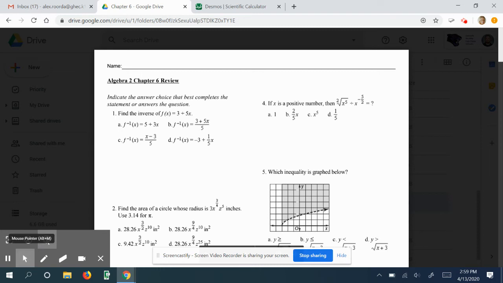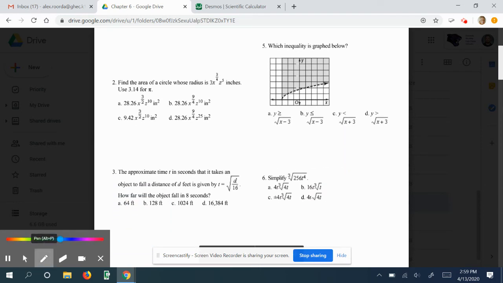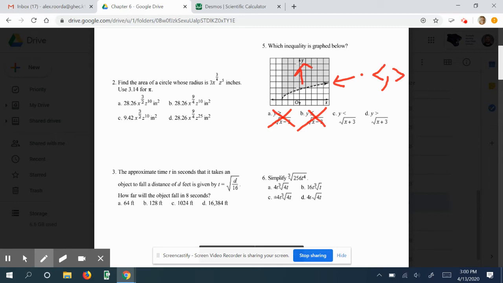Okay. Number 5, which inequality is graphed below? So there's a couple things that we can look at first. The first thing we look at is, is this a solid or dotted line? And I see that it's dotted, which means that I'm going to be using less than or greater than symbols. Remember, solid lines were less than or equal to or greater than or equal to. So automatically I can get rid of A and I can get rid of B. I know that it's a less than or a greater than symbol. Then we talked about, is it shaded above or below? Well, this is shaded above, which means we're going to use greater than. So our correct answer is D.